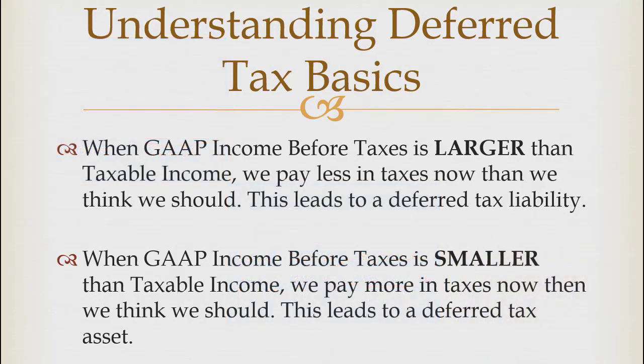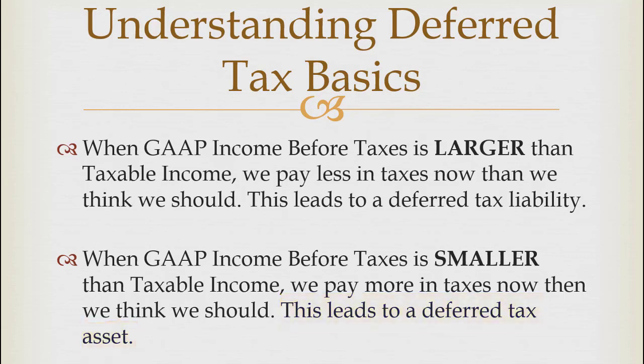The other possibility is when it flips, my GAAP income is less than my taxable income. So I actually end up paying more to the government than I think I should have to. So if I prepay taxes, I pay it this year instead of paying it next year when I think I should have to, it's like a prepaid expense, and I show a deferred tax asset.